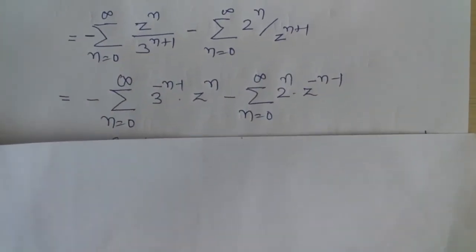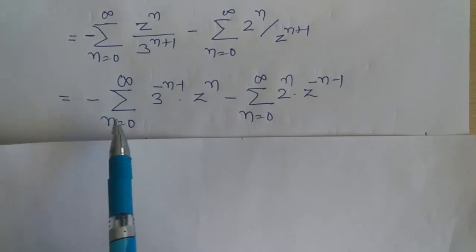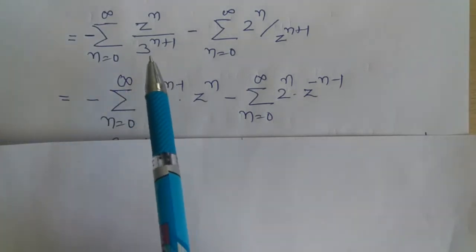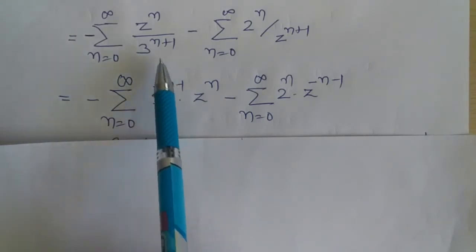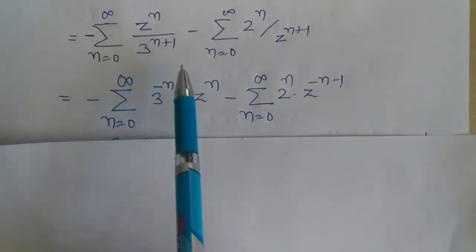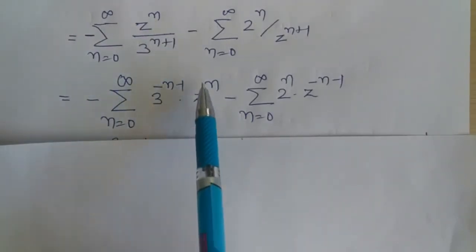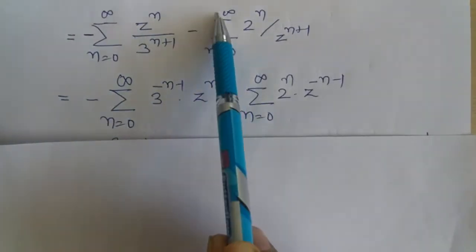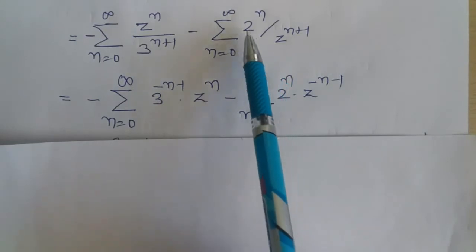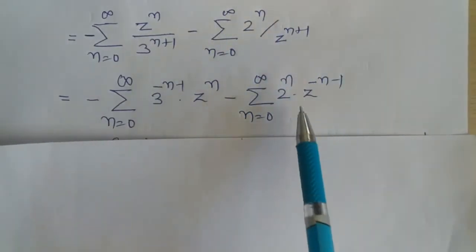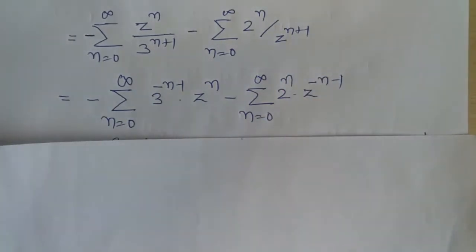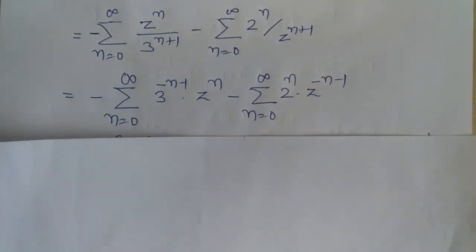So we get negative summation n goes from 0 to infinite. We write this term in the numerator, then we get 3 power minus n minus 1 in numerator and into Z power n minus summation n goes from 0 to infinite. This is 2 power n, and in numerator this term goes in the numerator and we get Z power minus n minus 1. Now as we know, un is the coefficient of Z power minus n.